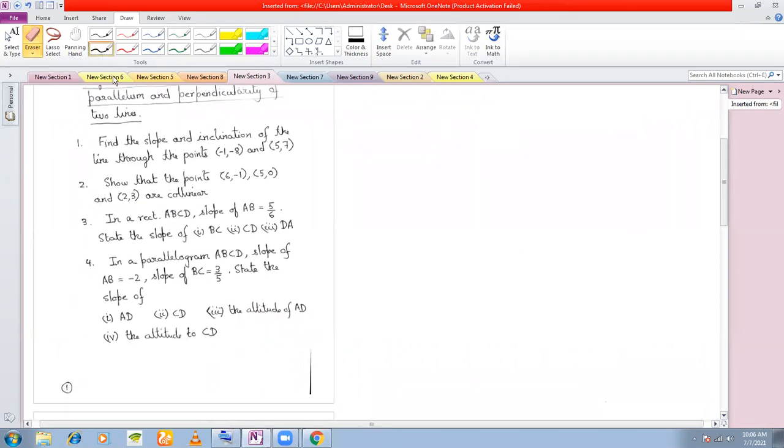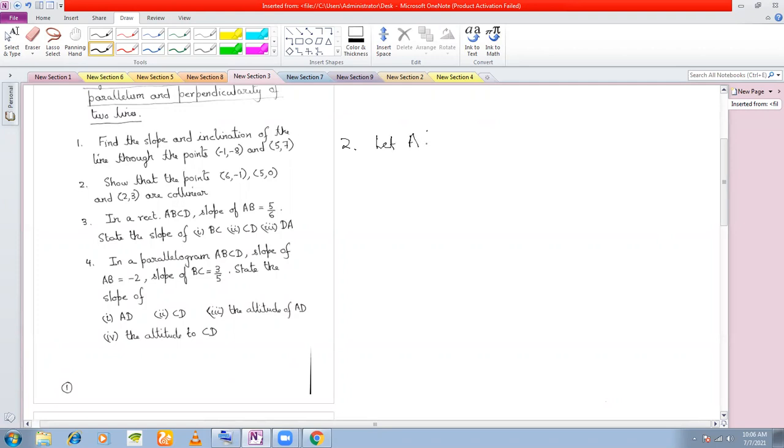Next question is, show that the points (6, -1), (5, 0) and (2, 3) are collinear. Collinear means that they must be on the same straight line. But here no method is mentioned. You can show that the area of the triangle is 0. That is one method definitely. Otherwise, if you want to use slopes, you can also do it this way.